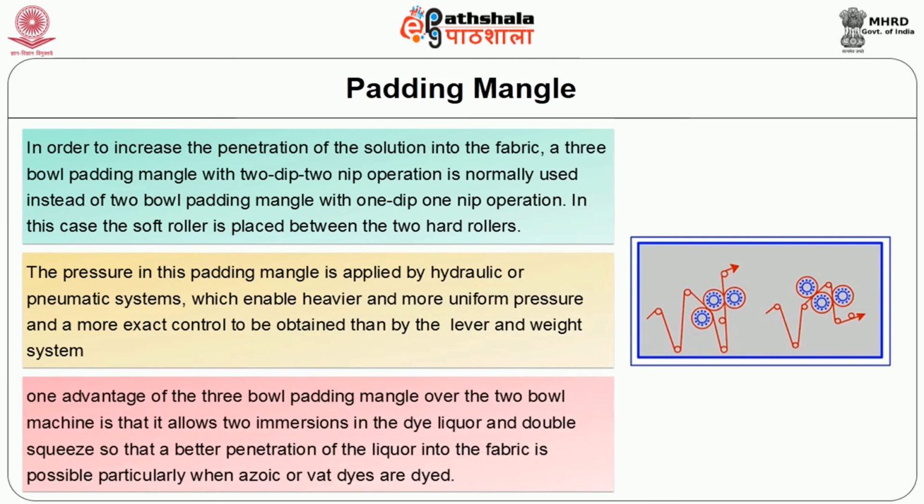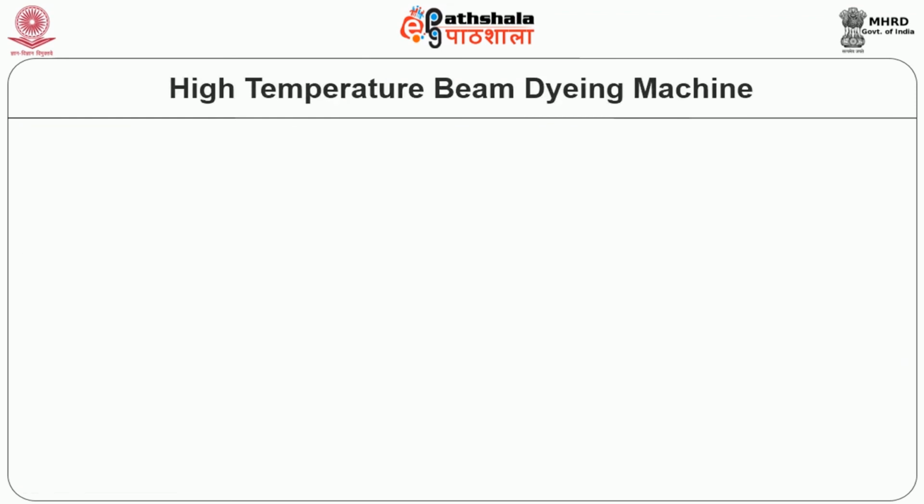One advantage of the 3-ball padding mangle over the 2-ball machine is that it allows 2 immersions in the dye liquor and double squeeze, so that a better penetration of the dye liquor into the fabric is possible, particularly when azoic or VAT dyes are used. The next is the high temperature beam dyeing machine.